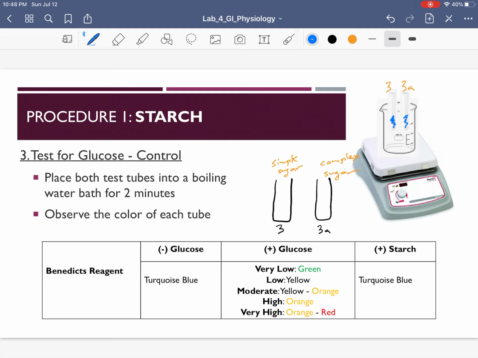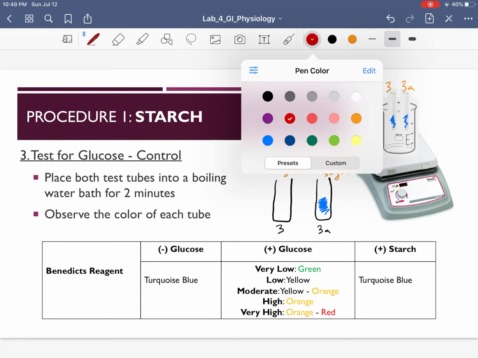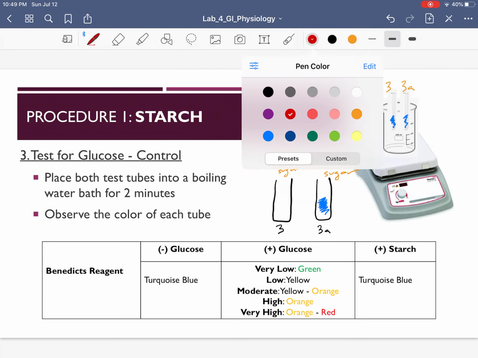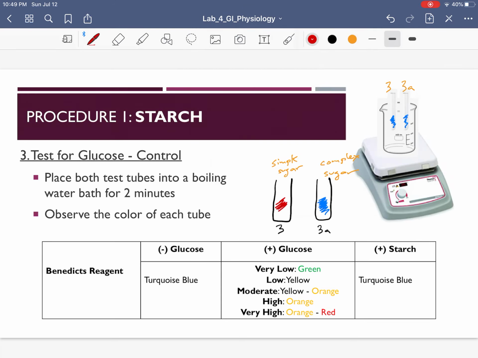What color will these turn after 2 minutes in that boiling water bath? Hate to say it, but I know because I'm a dork. The complex sugar is going to stay a light blue color, but the simple sugar is going to turn red. And the Benedict's is a test for simple sugar or glucose.